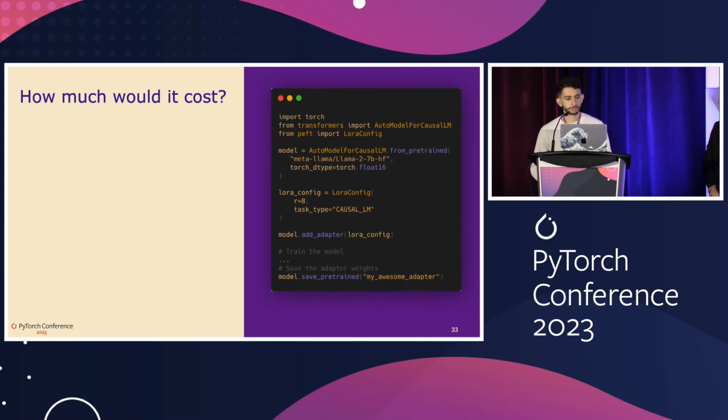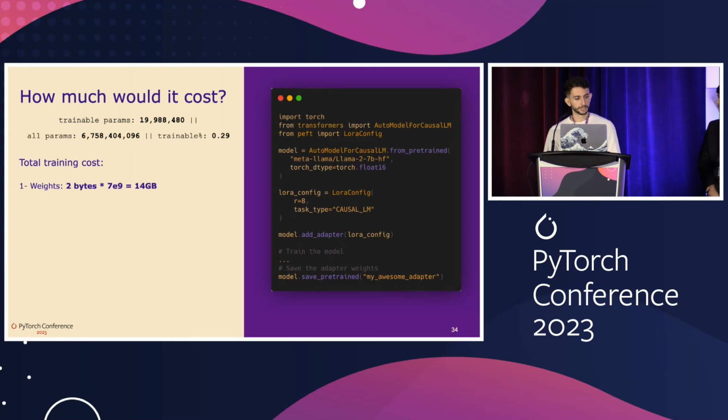So let's do some quick calculation on how much it would cost in terms of training. There is a cool utility method in PEFT where you can print the number of trainable parameters once you have attached the adapters to the model. In this case, we end up having only 0.29% of trainable parameters. And same as before, the weights stay untouched at 14 gigabytes. Same for the gradients. As Sourab explained before, same for the optimizer states.